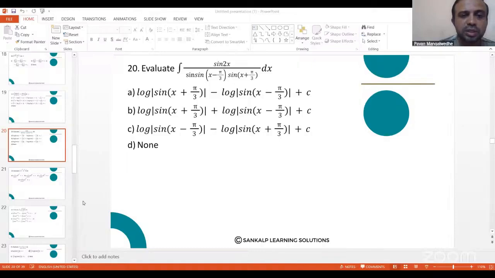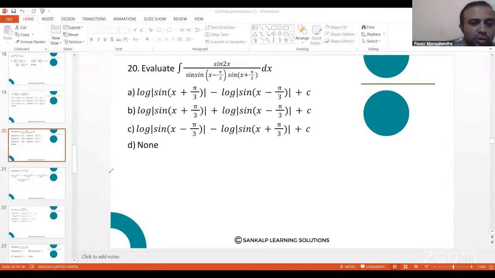So the options are given here. Log of sine of x. So now you just treat this as a sin A and sin B formula. What is the sin A sin B formula? It is half of cos of (A minus B) minus cos of (A plus B). So using that condition, we can solve this.